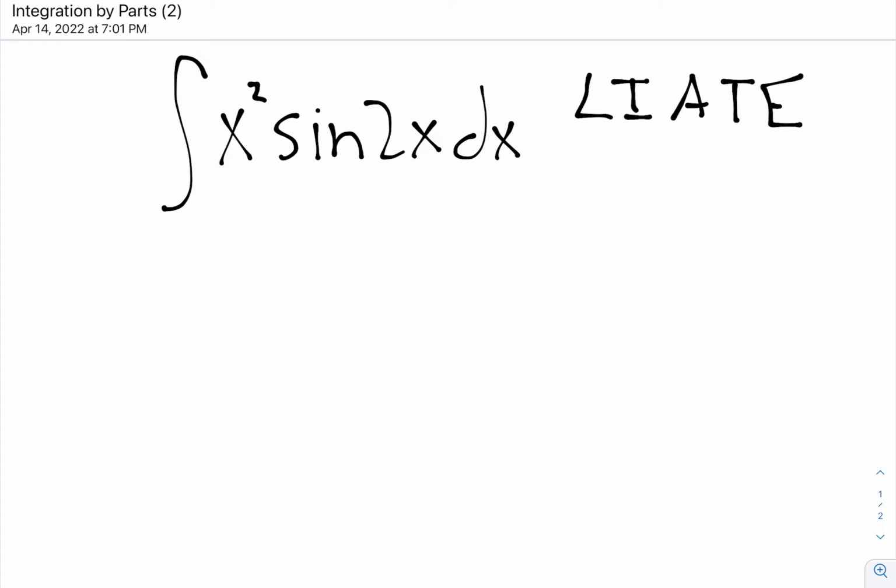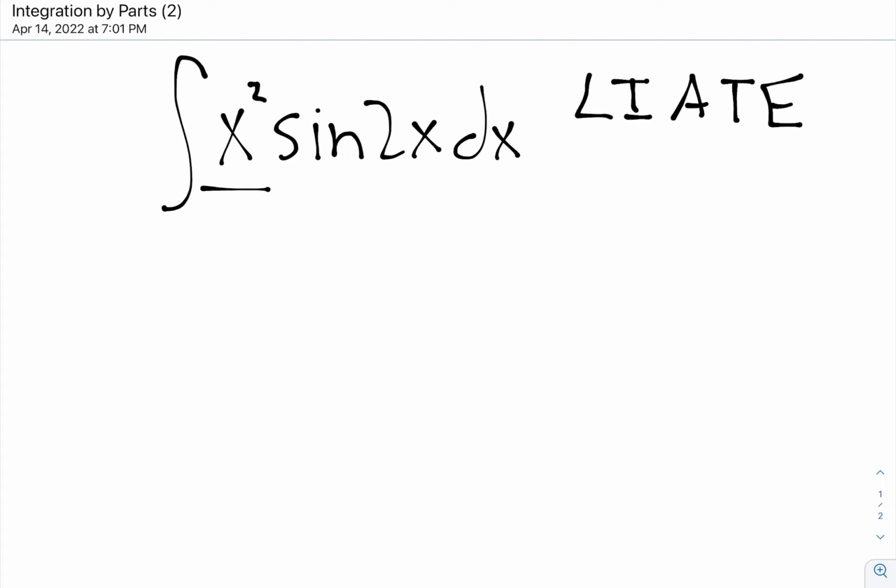LIATE, however you say it. This is logs, inverse trig, algebraic, trigonometric, and exponential. So, do we have anything in our equation that's logarithmic? No, we don't, because x squared is algebraic, right? Sine of 2x is trigonometric. Inverse trig, nothing there. Now, x squared is algebraic.